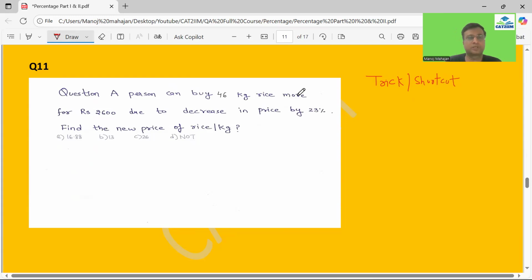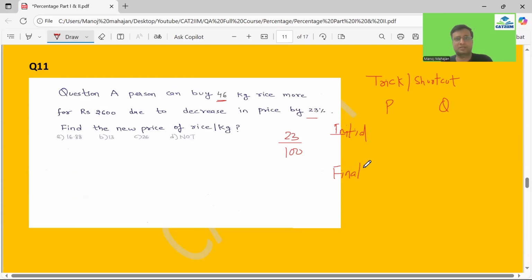So a person can buy 46 kg rice more for rupees 2600 due to decrease in the price by 23%. So 23%, if I look over here in the fraction, would become 23 by 100. So the same trick we are going to look at. Let me put the numbers out here and you would definitely love the approach.